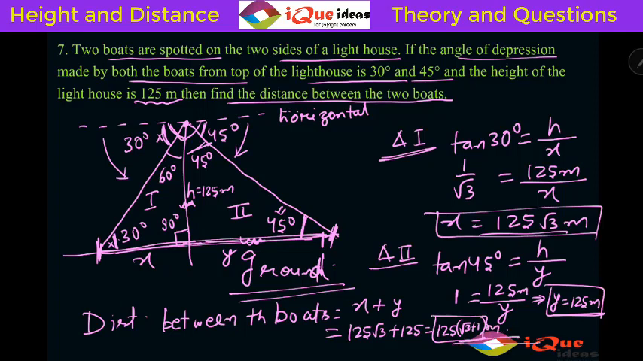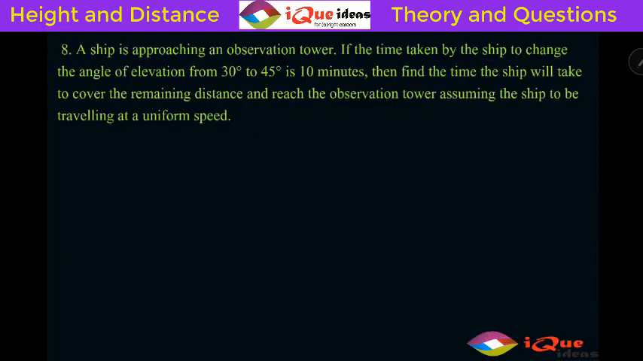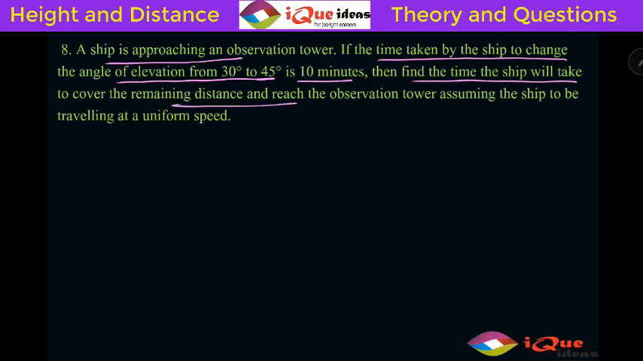Okay. Now let's go to the next question. It says a ship is approaching an observation tower. If the time taken by the ship to change the angle of elevation from 30 degree to 45 degree is 10 minutes, then find the time the ship will take to cover the remaining distance and reach the observation tower, assuming the ship to be traveling at a uniform speed. First, let's draw the diagram.